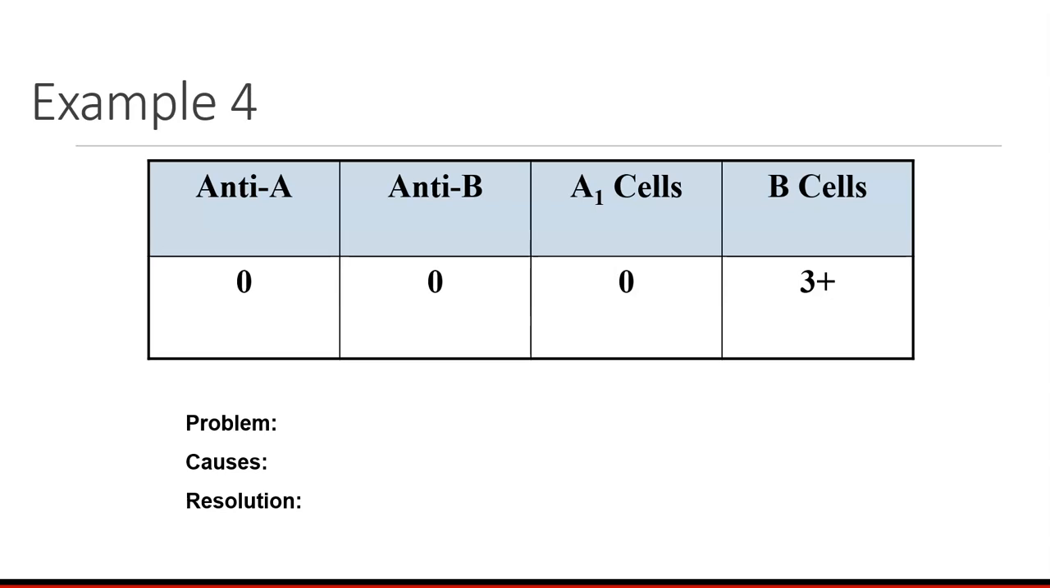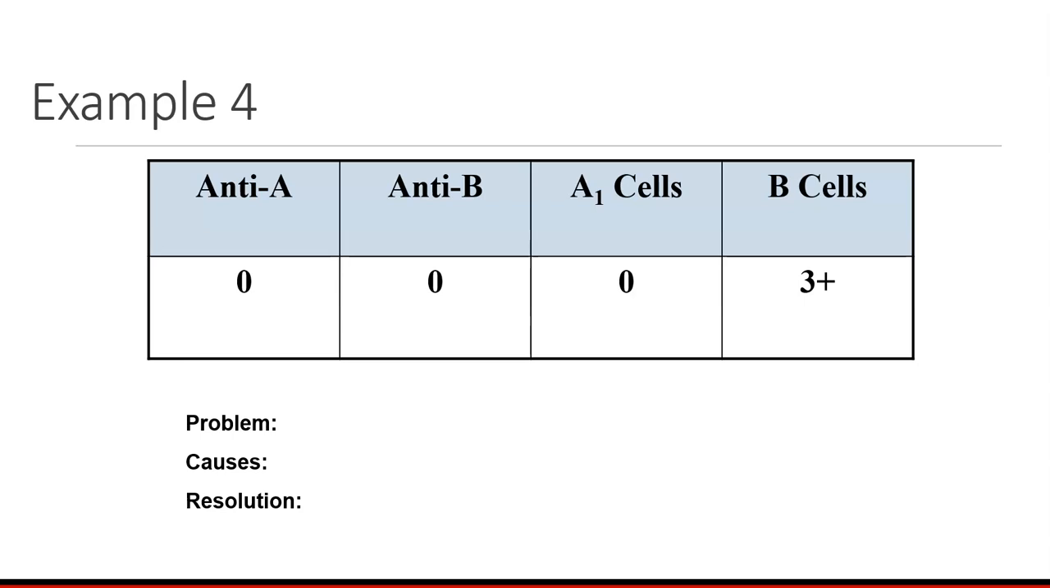So this is interesting. We have a negative with anti-A, negative with anti-B, so our patient appears to be group O. In the reverse, we have a negative with our A cells, a positive with the B cells. They're typing as a group A. And the reaction with the B cells is very nice, it's 3+. So the problem is missing antigens.